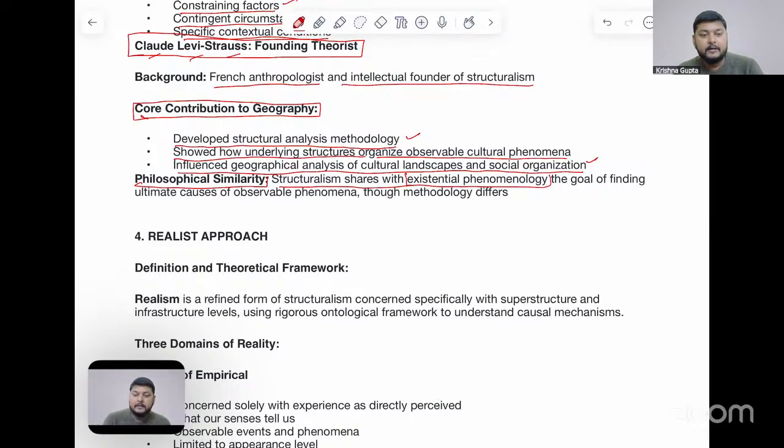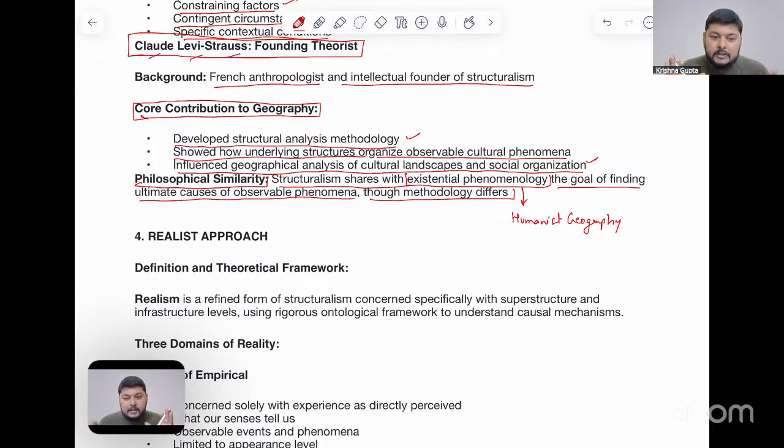Existential phenomenology we have studied as a part of humanist geography. The goal of finding ultimate causes of observable phenomena is shared, though the methodology differs here. So how these two things can be interconnected and how they can be different can be understood by studying existential phenomenology and structuralism.